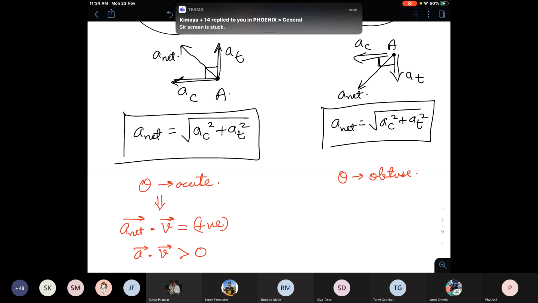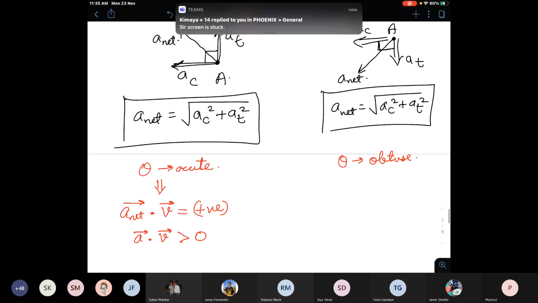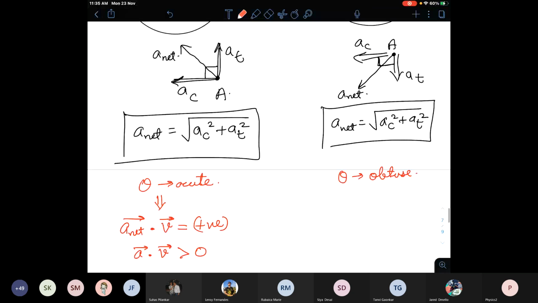Screen is stuck. Just wait 3 minutes, because the network is completely fine.